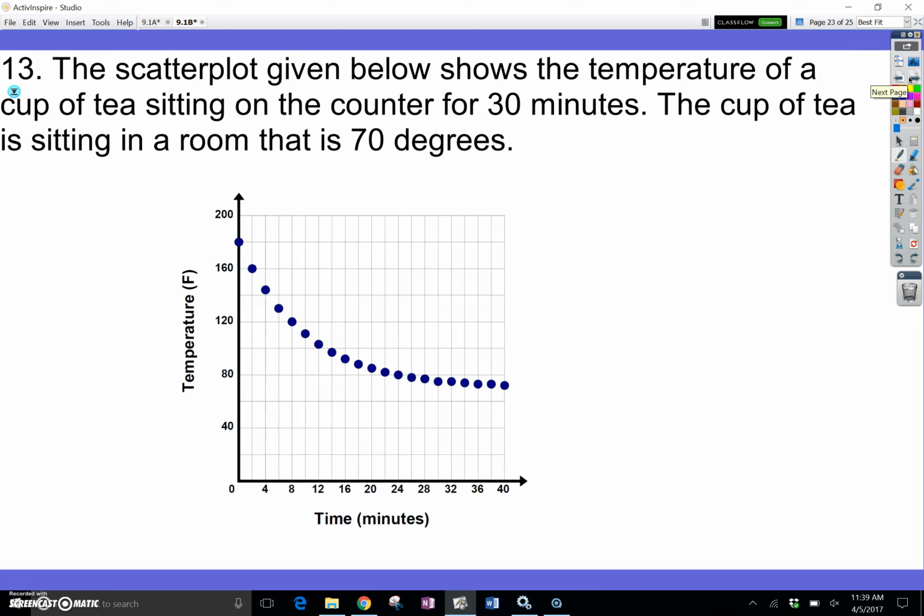So it says, the scatter plot given below shows the temperature of a cup of tea sitting on the countertop for 30 minutes. The cup of tea is sitting in a room that is 70 degrees. So we looked at one like this before, and the key part here is, is there an association? Is there something going on? And in fact, there is. So when we look at this, we see that it's a nonlinear association. It's definitely not a straight line. I can't make any straight lines here. So that's the first thing. It's nonlinear.